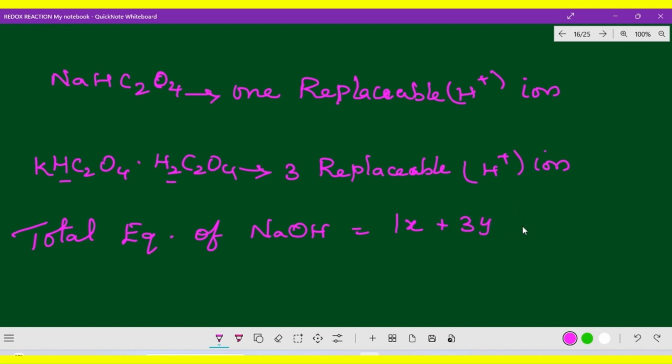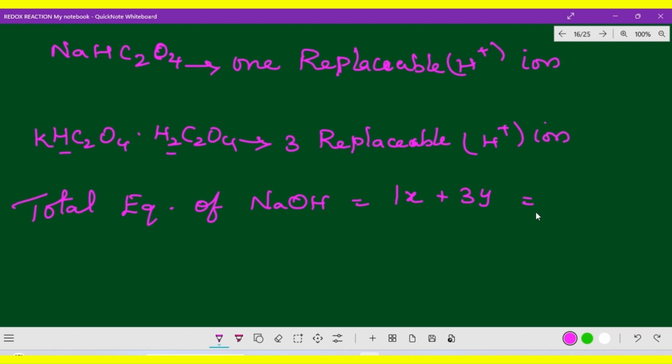So 3y, that is equal to, they have given that normality, that I just mentioned here in the question, 0.12 N. 0.12 N into volume. I just mentioned N into V. So normality into volume. Generally equivalent of so and so, that is normality and volume. So 1x plus 3y, that is replaceable, that is N factor. So both combined, this equation.